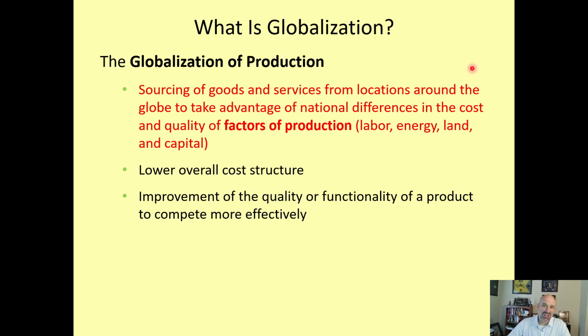The globalization of production has to do with taking advantage of the factors of production: the labor, the energy, the land, and the capital. iPhones, for example, are an Apple product, but they are assembled by a company called Foxconn, which operates primarily in China. Now, some of that's being shifted. Apple is looking at moving it to perhaps different countries, but it's a Chinese company, Foxconn, that manufactures and assembles the iPhones.